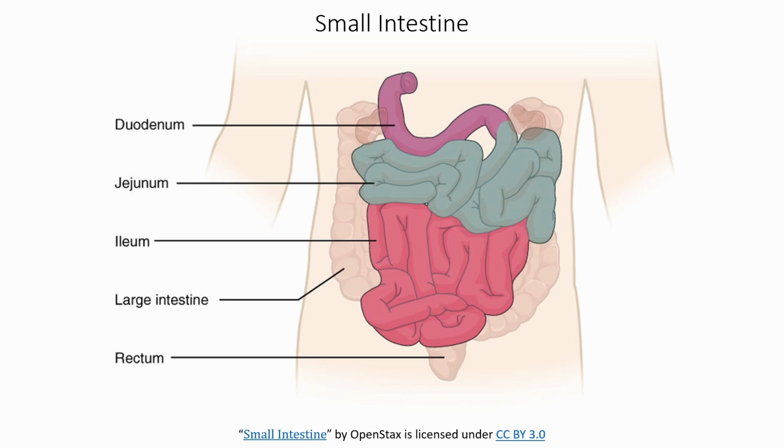And so here we see them color-coded with the duodenum. It's the shortest bit right there in purple. The jejunum, which is in the middle, and then the ileum, which is most of what you see here. It looks like the most of it here in pink.